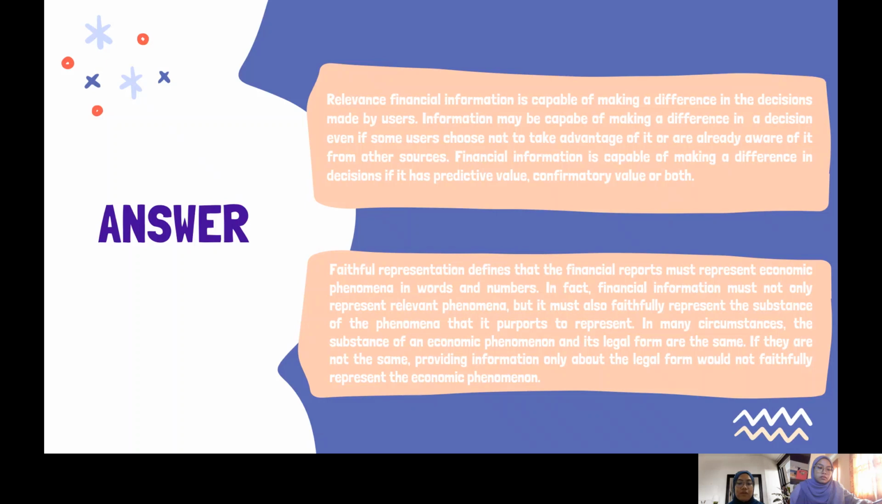For faithful representation, it means that financial reports must represent economic phenomena in words and numbers. Financial information must not only represent relevant phenomena, but must also faithfully represent the substance of the phenomena that it purports to represent. In many circumstances, the substance of an economic phenomenon and its legal form are the same. If they are not the same, providing information only about the legal form would not faithfully represent the economic phenomenon.